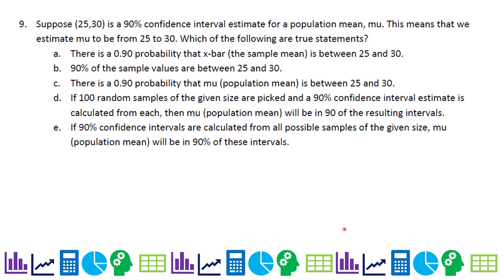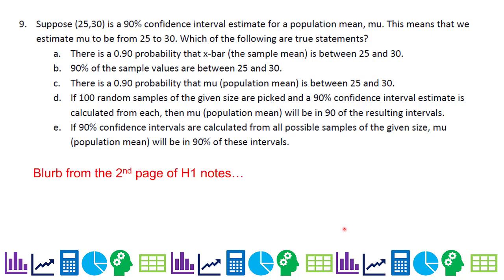Number 9, suppose 25, 30 is a 90% confidence interval estimate for a population mean mu. This means that we estimate mu to be from 25 to 30. Which of the following are true statements? So there's a 0.9 probability that the sample mean is between 25 and 30. No, that's a confidence level, all right?